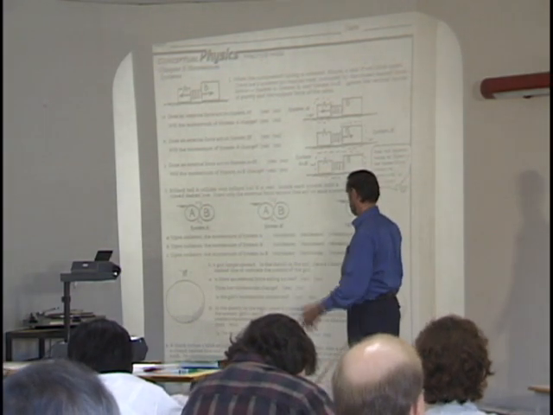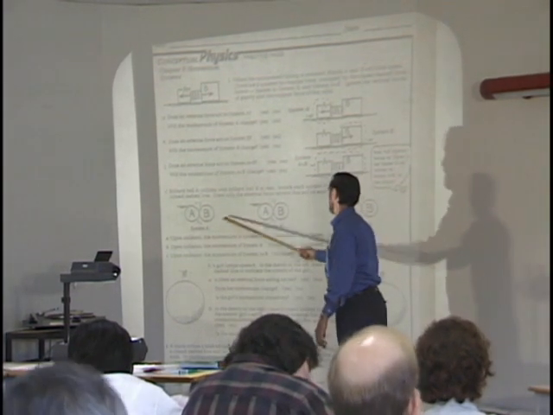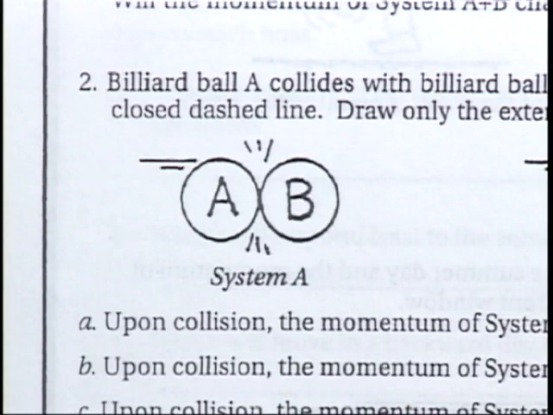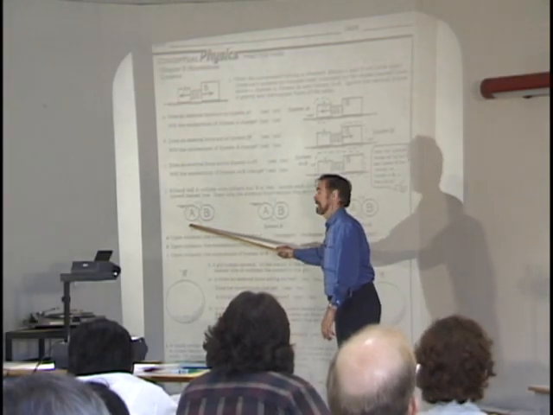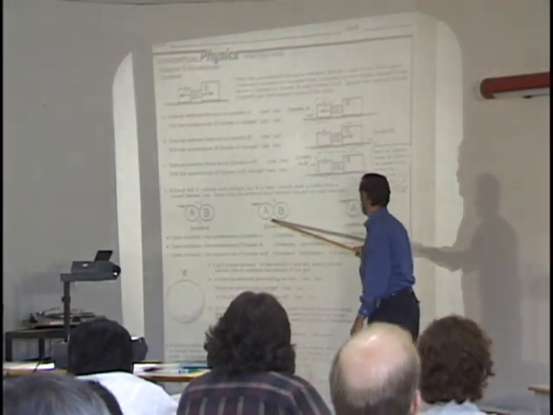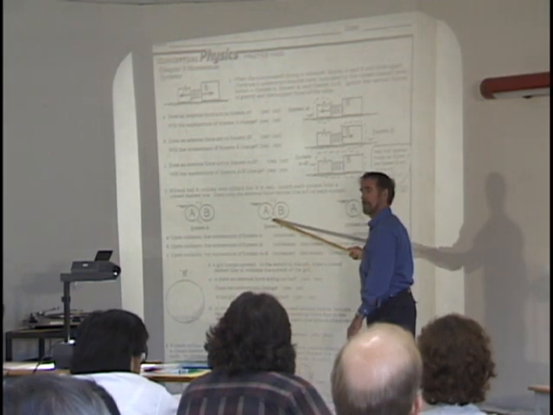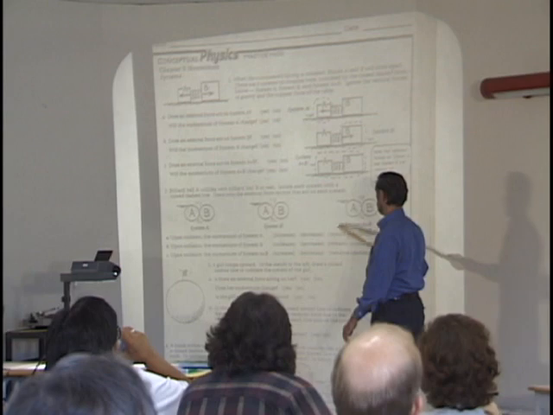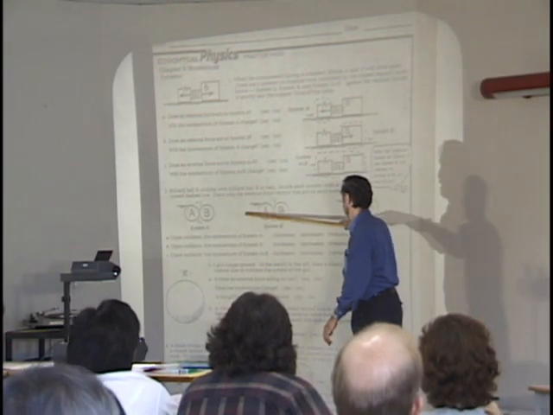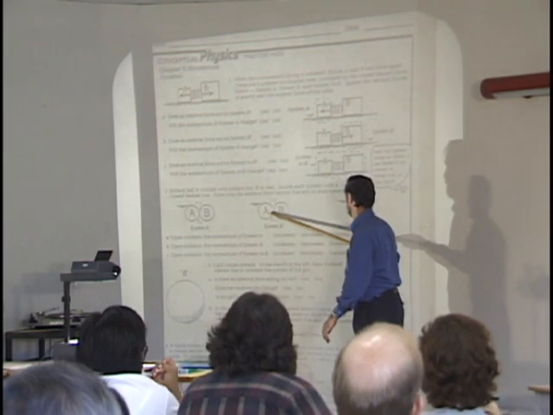All right, over here we've got a little practice. If you had this on your sheet, A hits B. Draw only the external forces that act on each system. How would you draw the force on A? Wouldn't you draw a dotted line like this? And then for B, wouldn't you draw a dotted line here? And then for C, wouldn't you draw a dotted line here? And if you want to draw the vectors, no, in system B, you'd have a vector coming in like this.